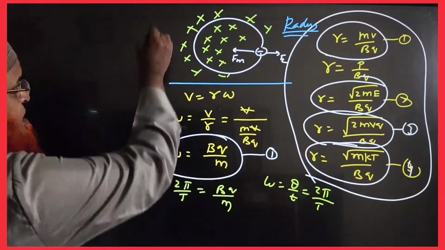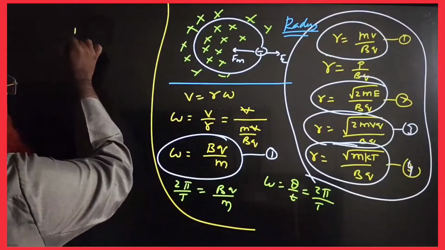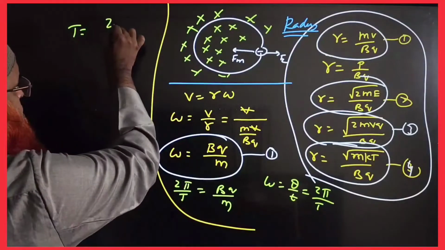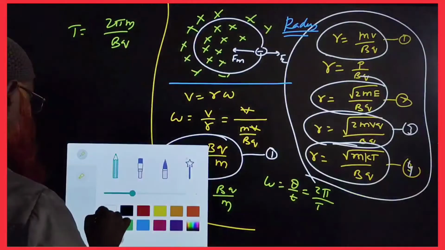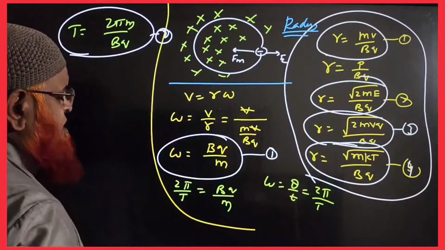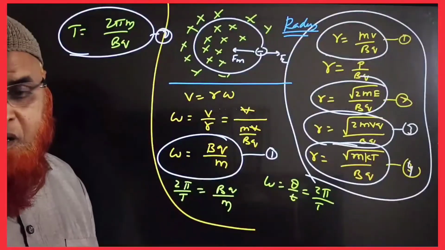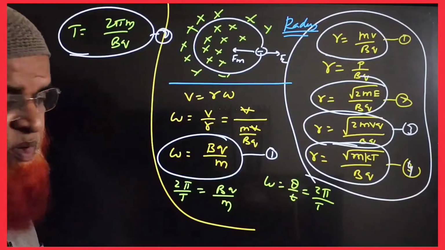So what I'm going to do here is take the reciprocal, isn't it? So here I will get T is equal to 2 pi m by bq. So what formula am I getting now? I am getting the formula for time period. The first formula I got was for angular velocity, the second formula I get is for time period, and I will get a third formula for frequency also.